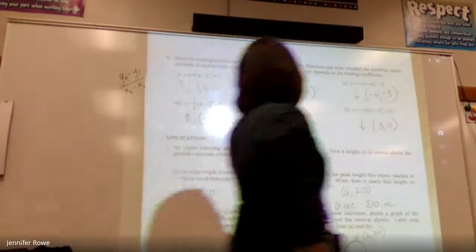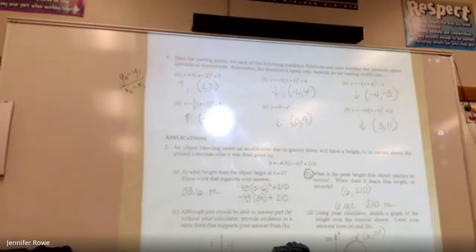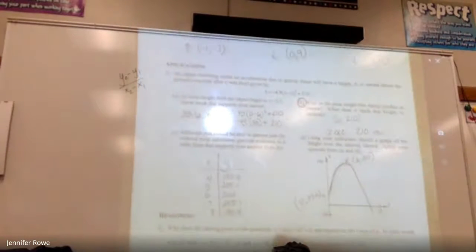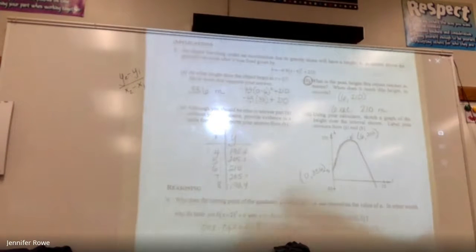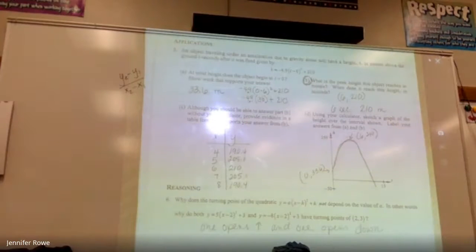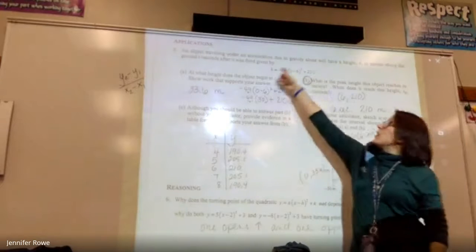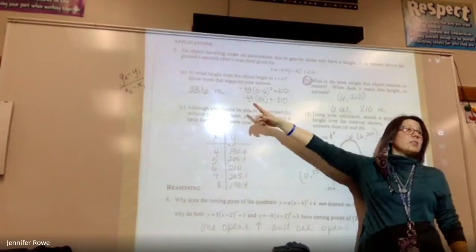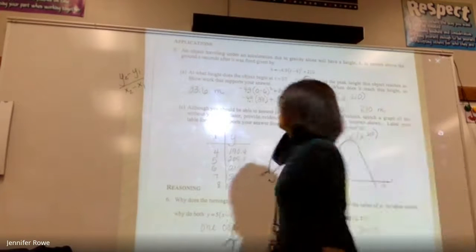Okay, now an object traveling under an acceleration due to gravity alone will have a height h in meters above the ground, t seconds after it's fired, given by this ridiculous equation. At what height does the object begin, at t of 0? So what I did was I took 0 and plugged it in and solved it. Could I probably have gotten that from my table of values too, if I had put this whole thing into my calculator? Which I did. Did you get the same answer? Yeah. So either way works.